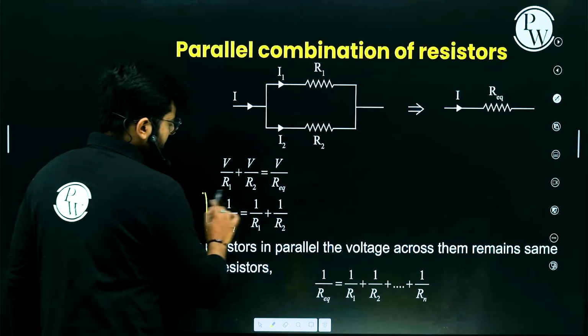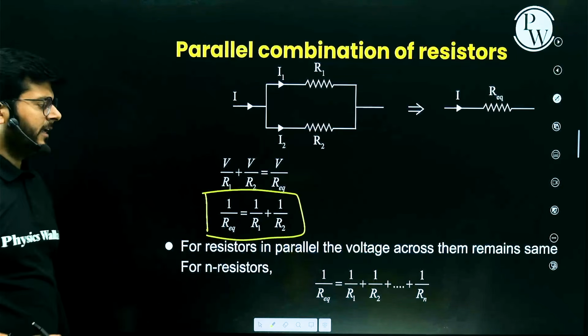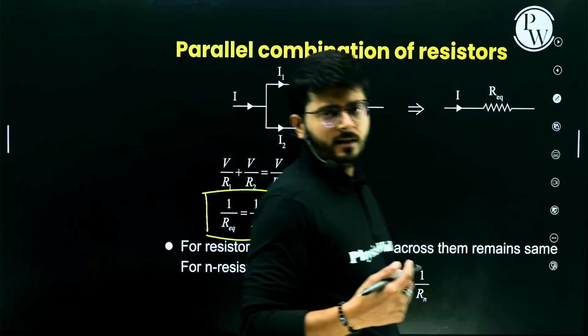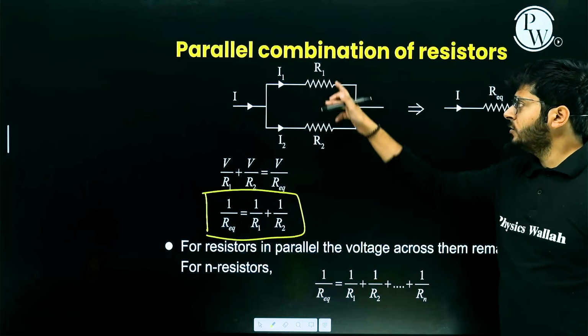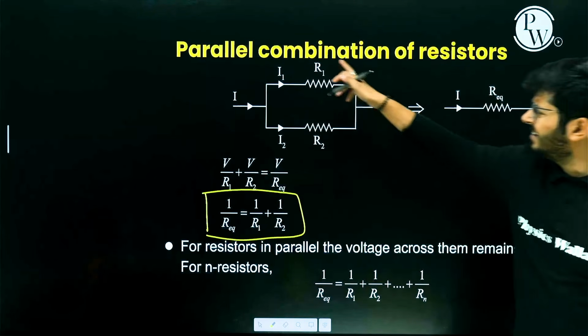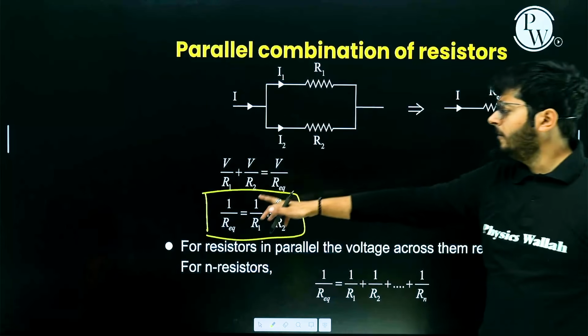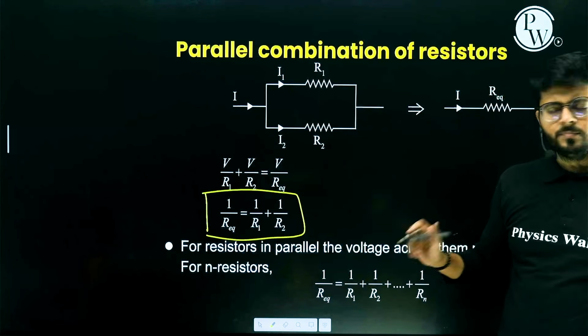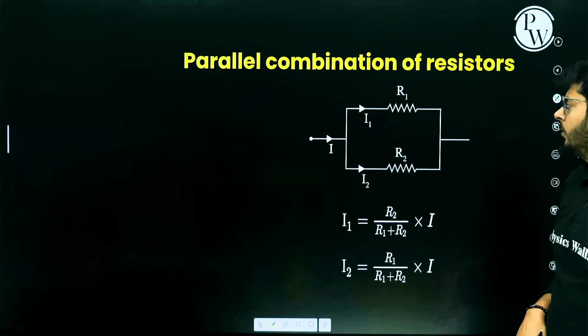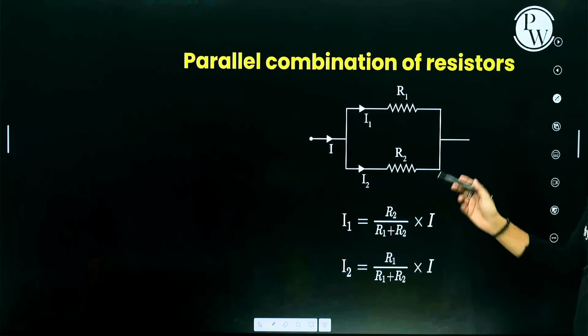So you see that this is the relation that we have over here. The equivalent resistance is related with the original resistance in this fashion. R1, R2 was the original resistance. The net resistance instead of these two will be 1 upon R equivalent equals 1 upon R1 plus 1 upon R2. This is something that you might know from your common sense. And you see that the current is divided.